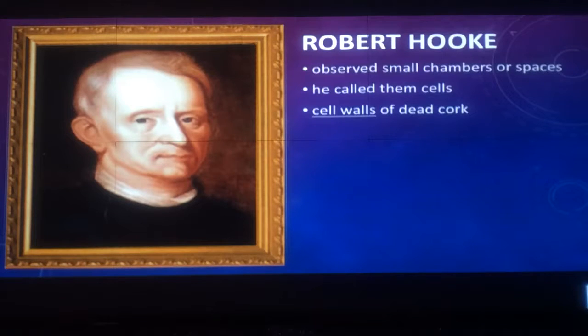Now, actually what he was looking at was dead cork, and he was just looking at the cell walls or the outside of a cell. It was empty. But if you have a living cell, it's filled with a watery substance called cytoplasm, which we'll talk about later in this chapter.